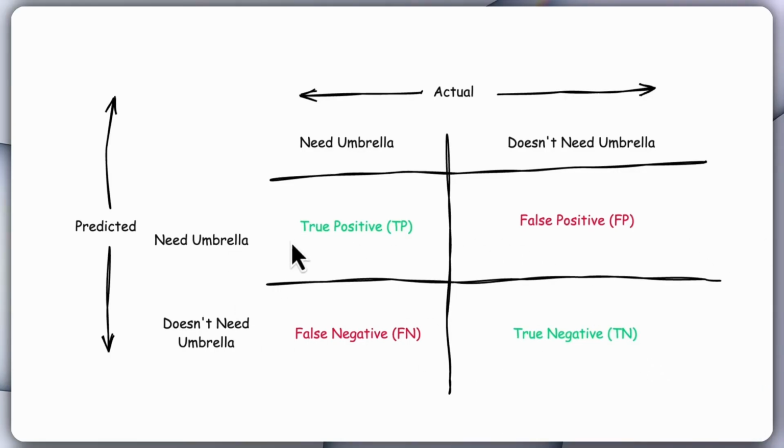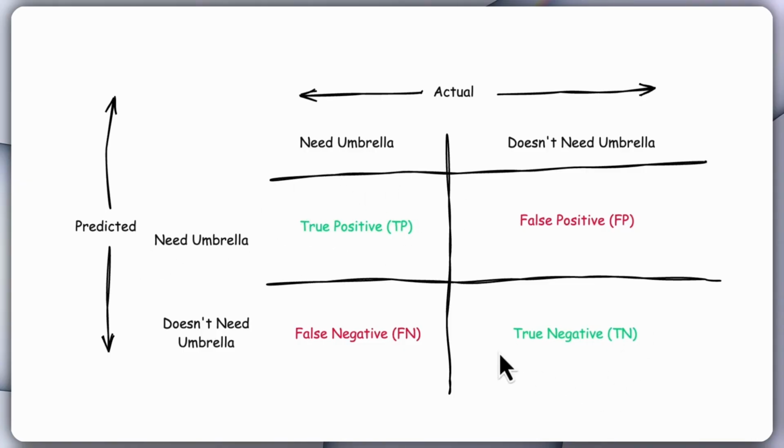Now, this section is called the true positive. Why is it called the true positive? The reason is the known truth, or the actual value, is that I should go outside with an umbrella. It means I need an umbrella. And what is my model predicting? My model is predicting also that I should go outside with an umbrella. So the actual value and the predicted value both match. That's why it's called the true positive.